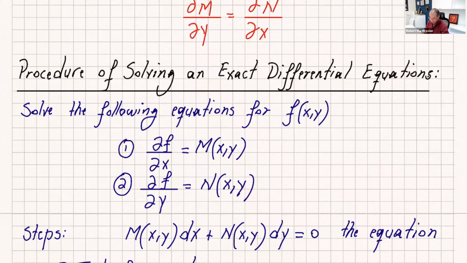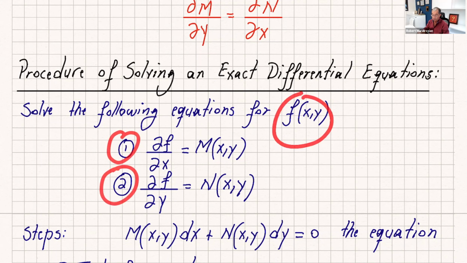Now let's go over the procedures of solving the equation, and we're going to solve one so you see how that works. Solve the following equation for f of x, y. How do you do that? You use this, guys. We set that df/dx is M of x, y, or you can say df/dy equals N of x, y. So you use number 1 and number 2 to solve for f of x, y.